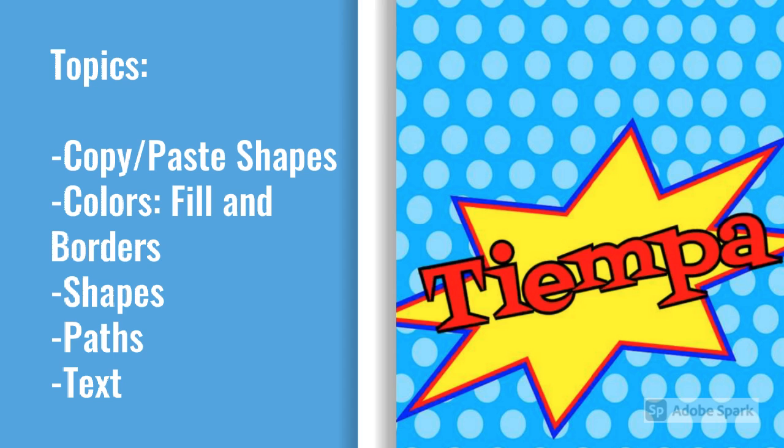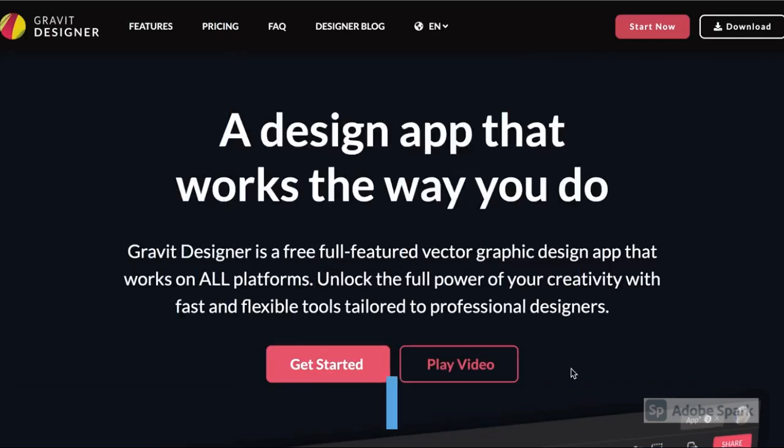Follow along with the video to learn how to create the pop art version of Tiempa's name to the right. Then, on your own, complete the activity at the end of the video. Make sure to pause or rewatch parts of the video if you get confused.